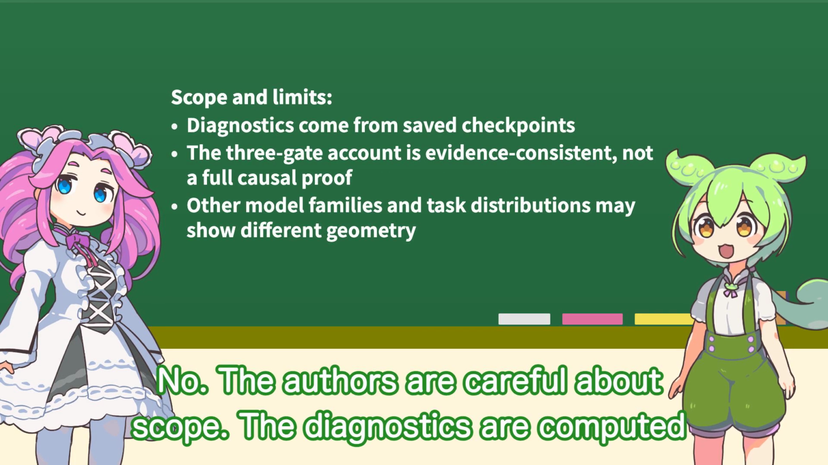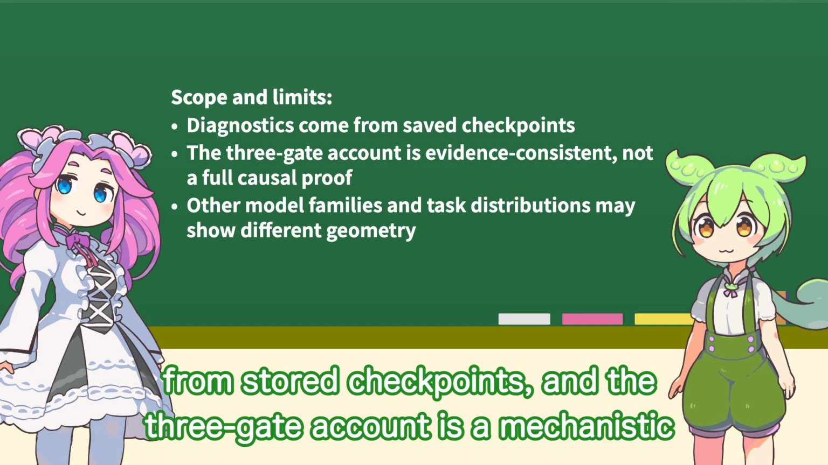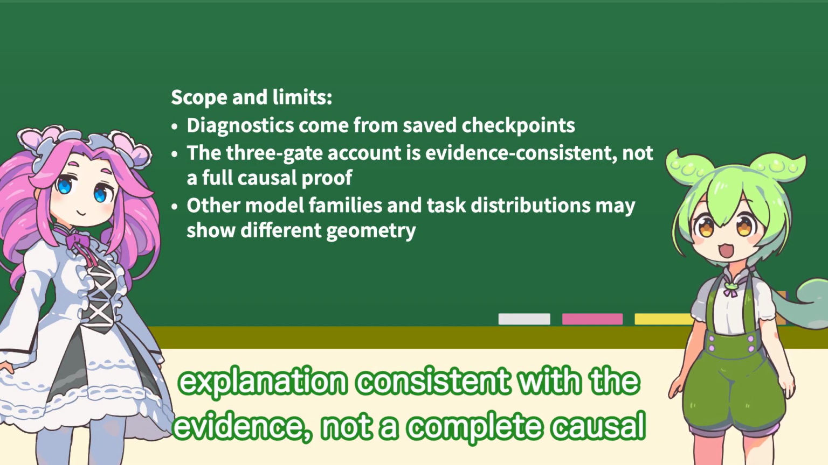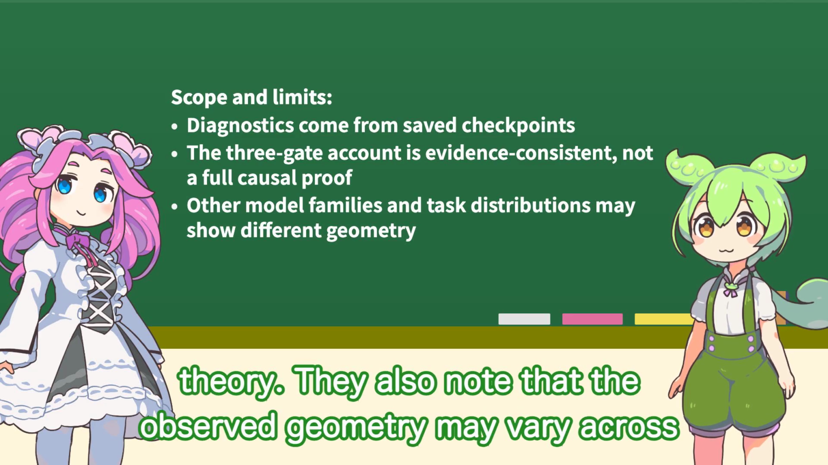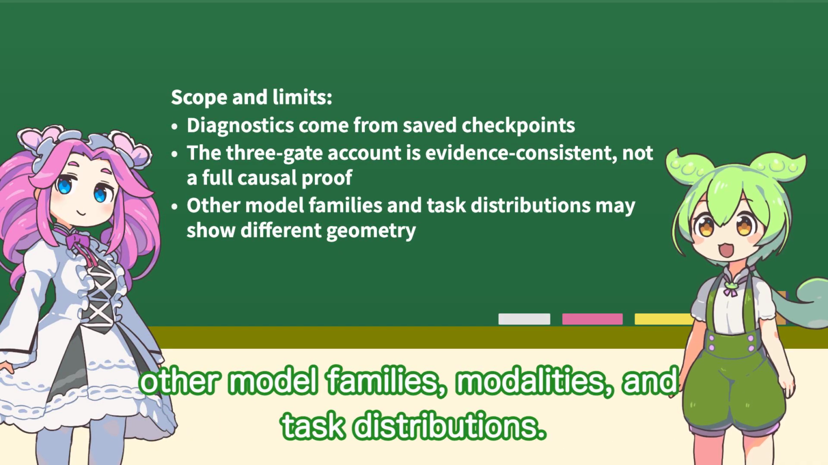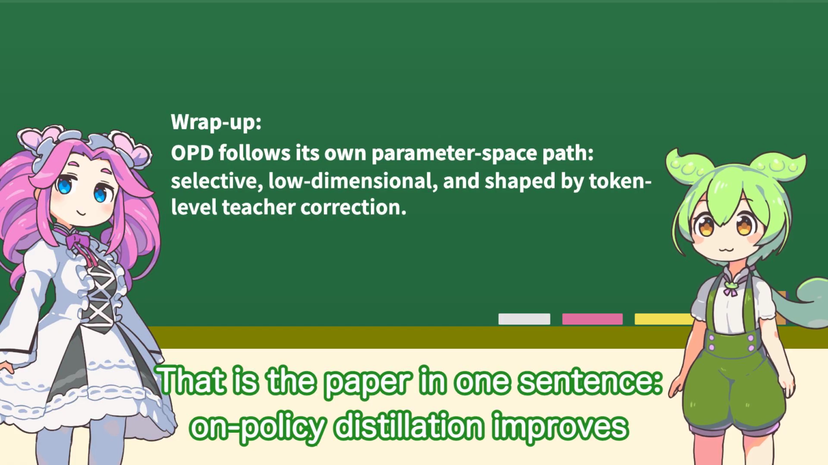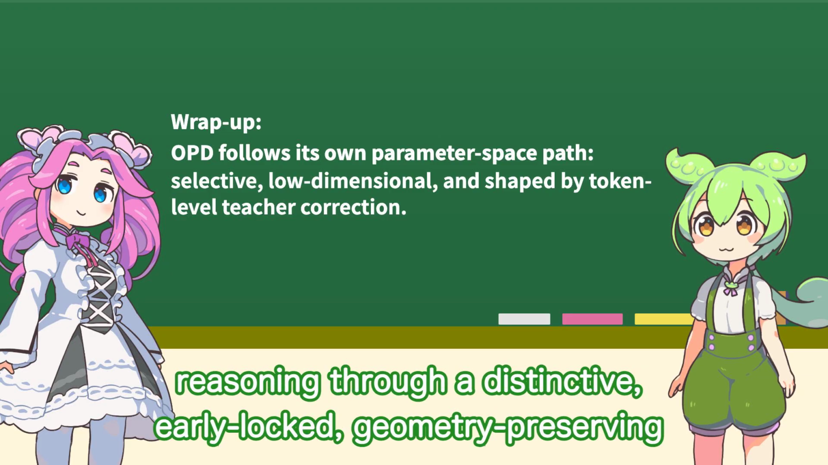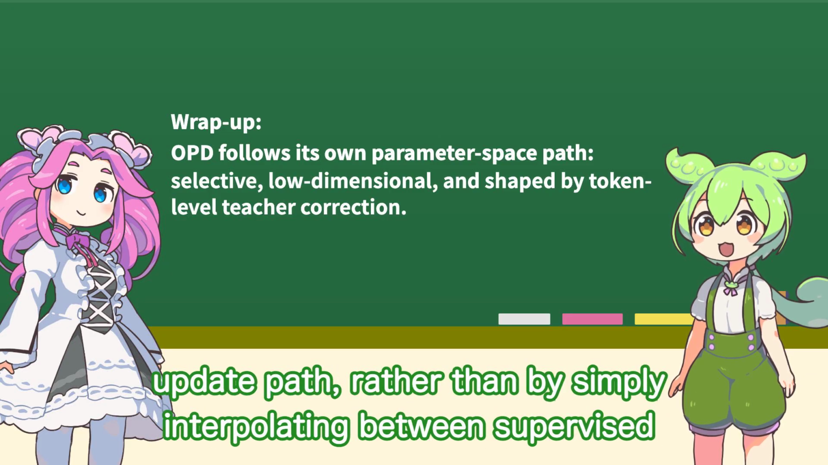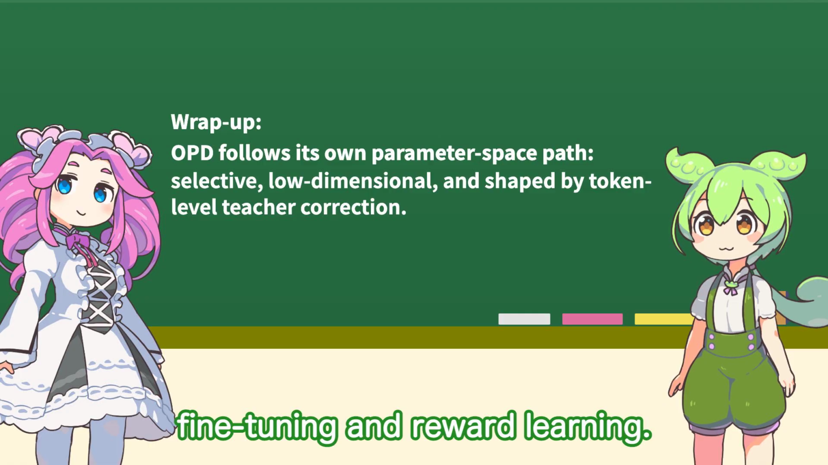No, the authors are careful about scope. The diagnostics are computed from stored checkpoints, and the three-gate account is a mechanistic explanation consistent with the evidence, not a complete causal theory. They also note that the observed geometry may vary across other model families, modalities, and test distributions. That is the paper in one sentence. On-policy distillation improves reasoning through a distinctive, early, geometry-preserving update path, rather than by simply interpolating between supervised fine-tuning and reward learning.